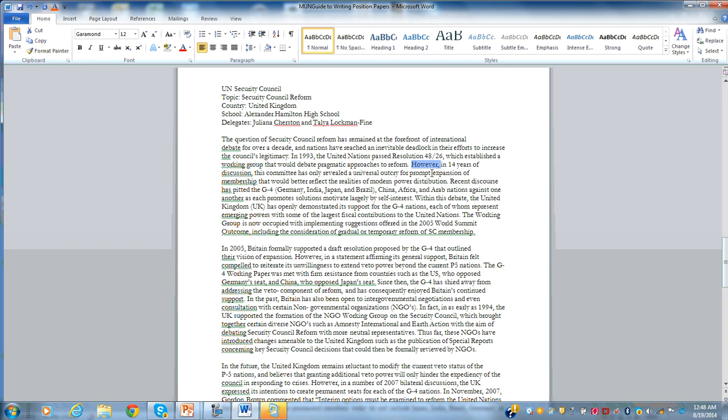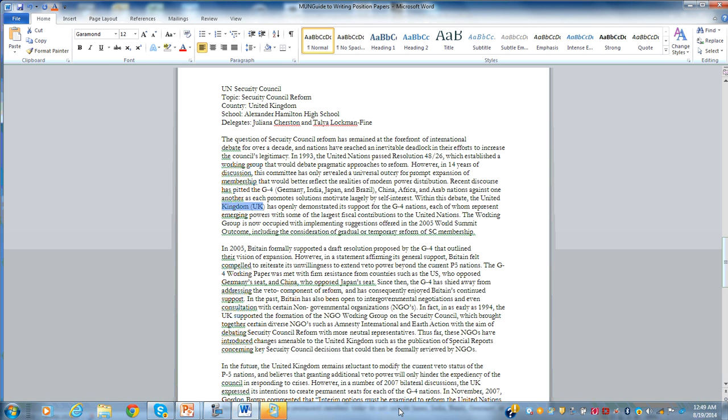And now the student's going to narrow her focus to discuss specifically what Britain, the UK, is doing about this issue. Okay. In 2005, Britain formally supported a draft resolution proposed by the G4 that outlined their vision of expansion. However, in a statement affirming its general support, Britain felt compelled to reiterate its unwillingness to extend veto power beyond the current P5 nations. I'm just going to speak a little bit about this. So now we're learning what Britain's stance specifically is on expanding participation in the Security Council.